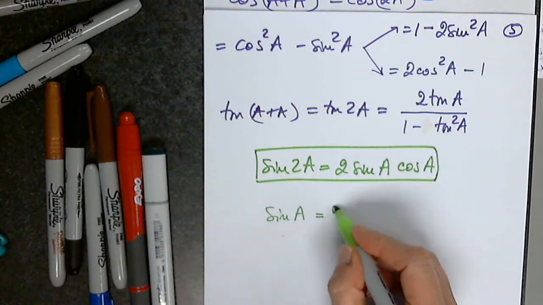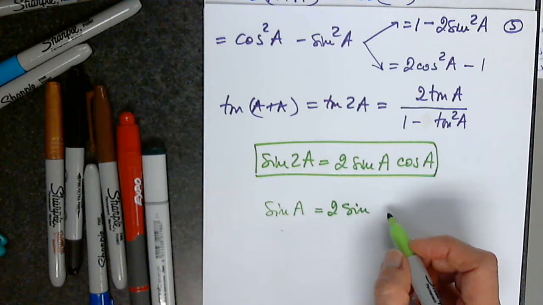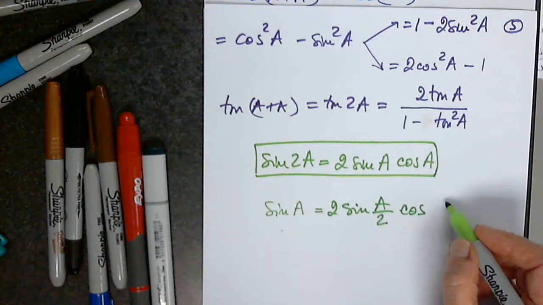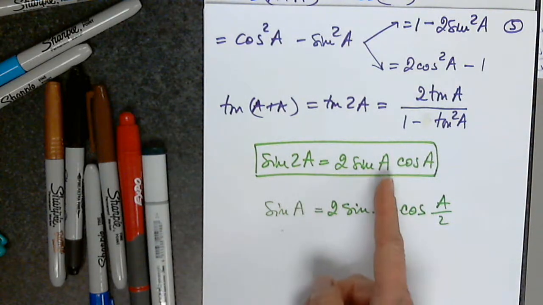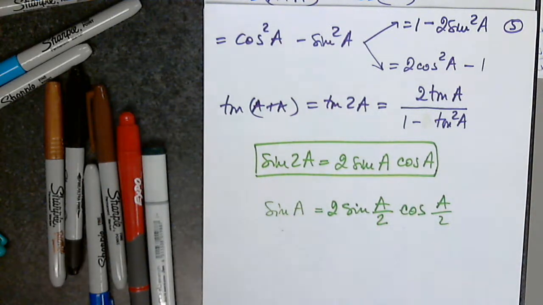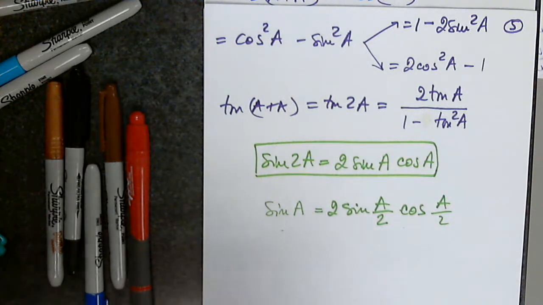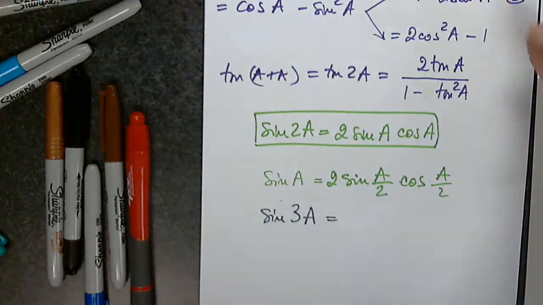2 sine A. Exactly. Times cosine A. Exactly. One more time. This is the double angle, and this is the angle. If this is the angle, this is the double angle. So the point I'm making here is these formulas can be used even if I don't have a double angle. What if I have this situation now? I want you to come up with sine 3A using the same formula. What would you write?